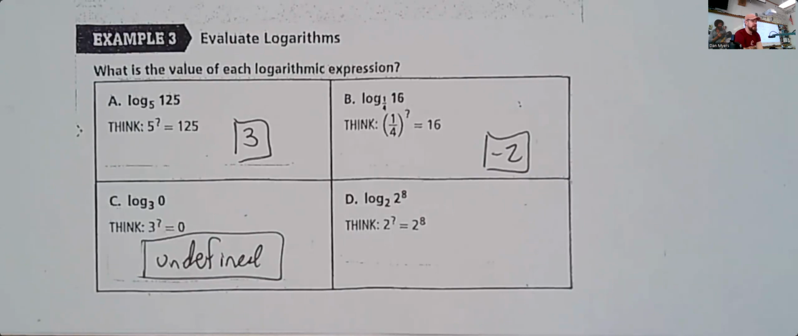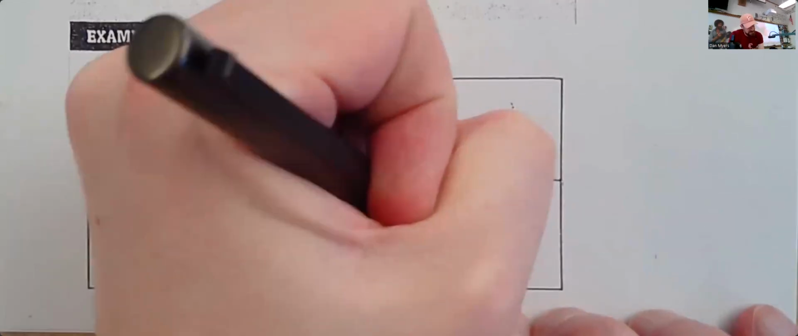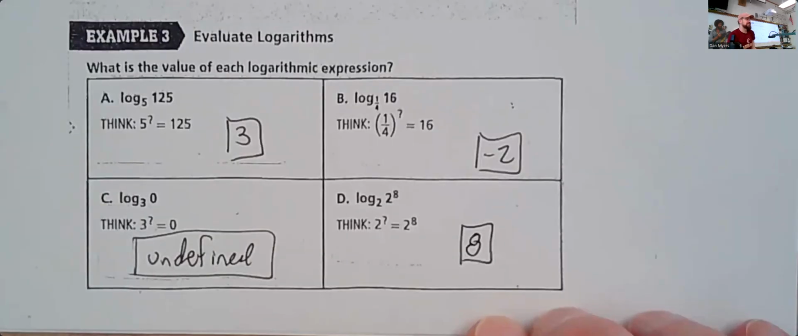I think this one might be the easiest one. Same base value. We need the same exponent. What's it got to be? 8. Yeah. It's one of the ones that seems so obvious that you question yourself. Like, is that? But is it? Yeah, it is.